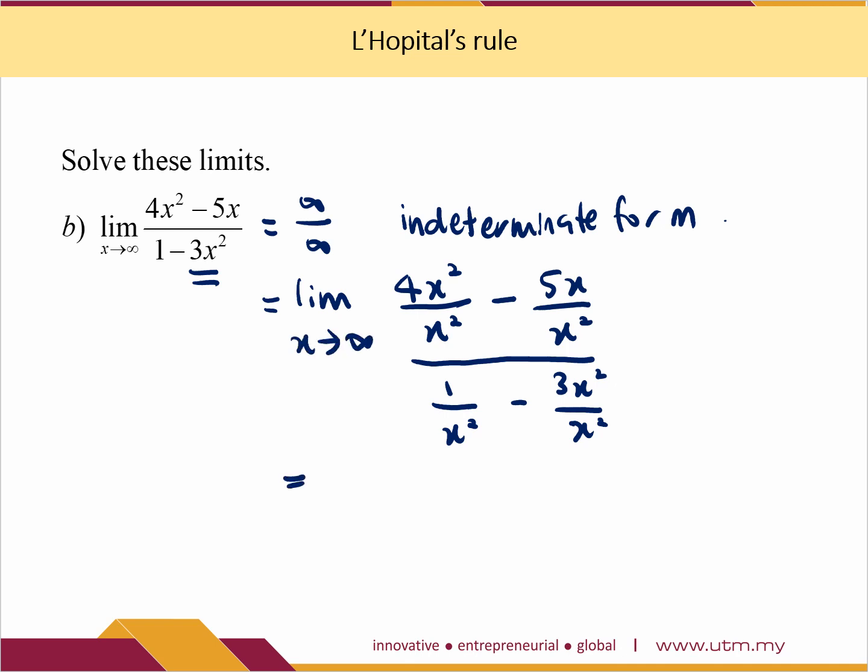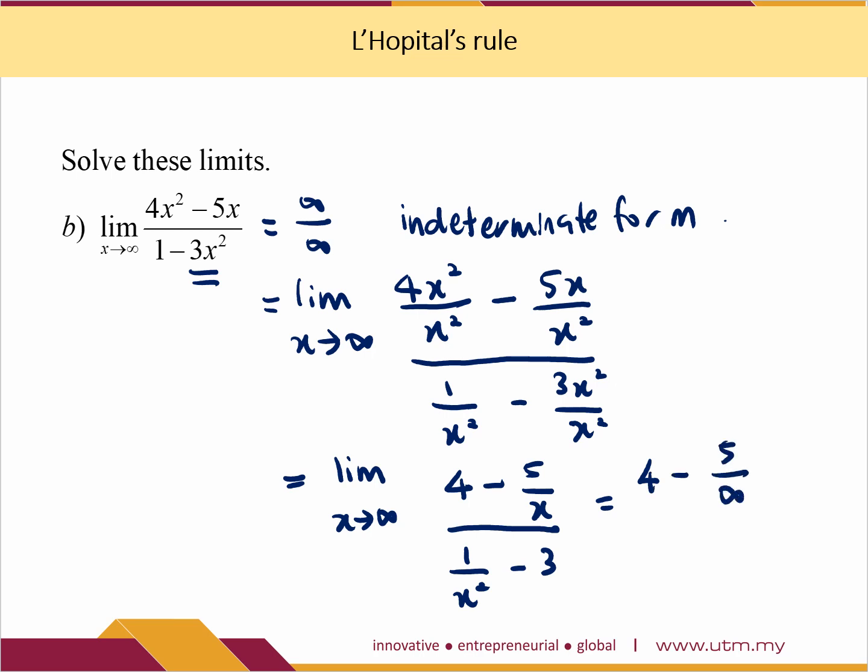Now solving this, you will get the limit of 4 minus 5 over x over 1 over x squared minus 3 as x approaches infinity. If we substitute this, 4 minus 5 over infinity over 1 over infinity minus 3. So remember, any value that is divided by infinity will be equal to 0.